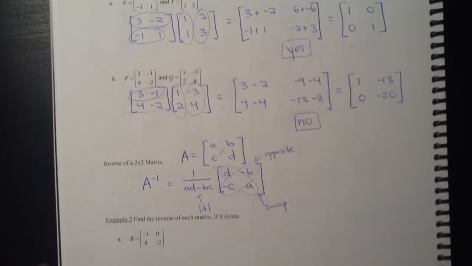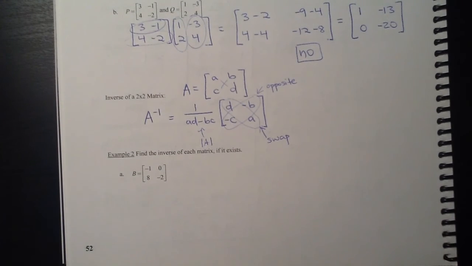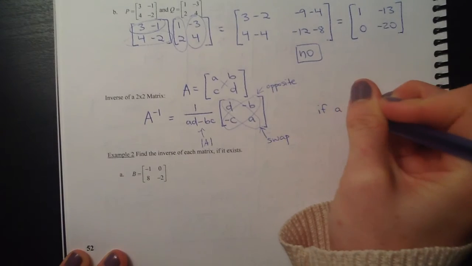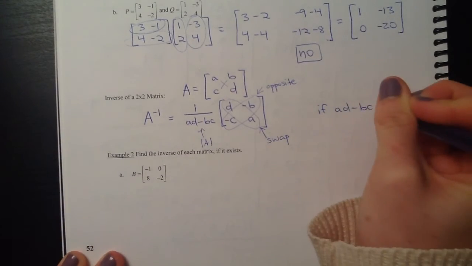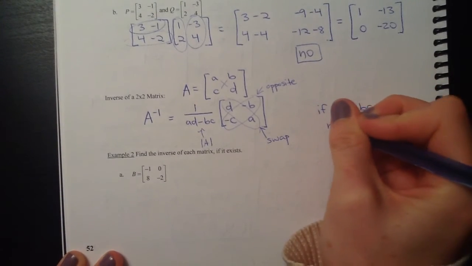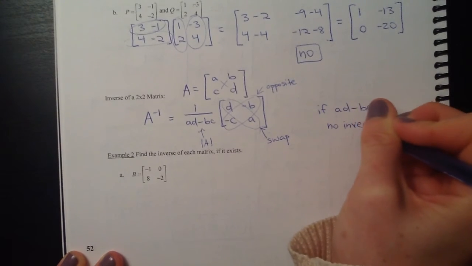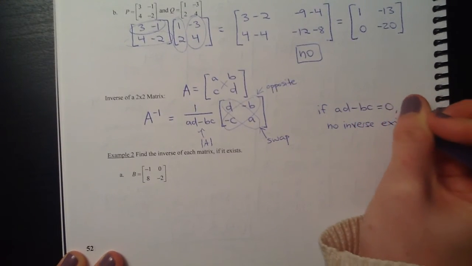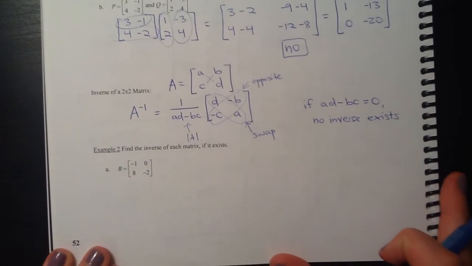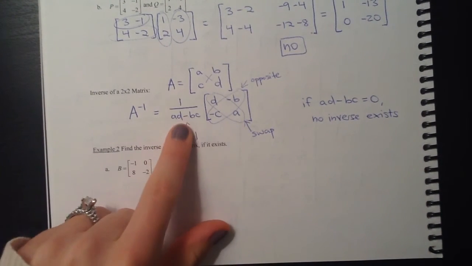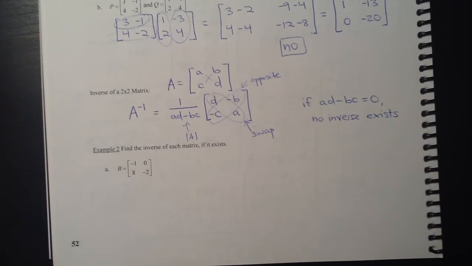All right, so let's go through, find this matrix, and then if it exists, so if AD minus BC equals 0, no inverse exists. So that could pop up at any time. So just know that that's true. If the denominator would be 0, you'd have 1 over 0. That's undefined. So if that happens, that means that there is no inverse.